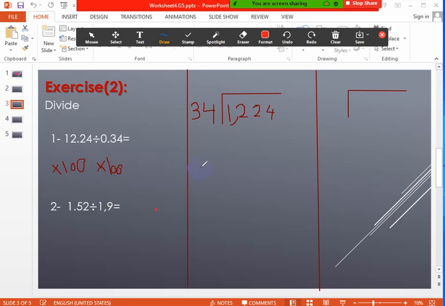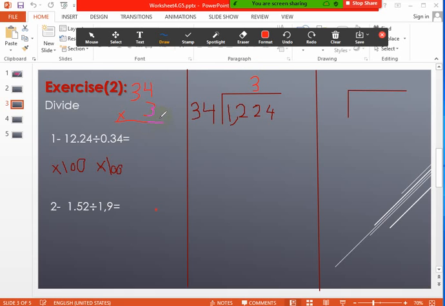Look, in 100, how many 30s do I have? I have 3, right? So let's try with what? With 4. Or let's try first with 3. I will multiply 3 by 34. I will multiply it right here for you. It will be easier. 3 multiply 34. 3 multiply 4.